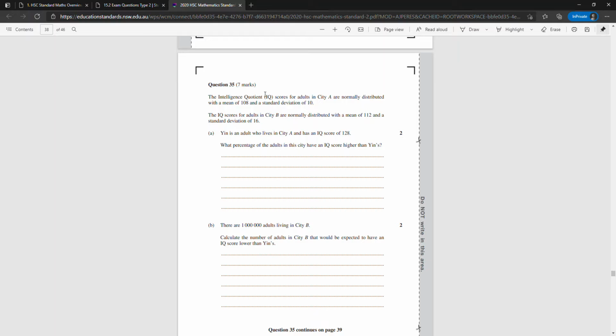You've got the IQ score for adults for city A, which is normally distributed, and mean and standard deviation is given. We also got for city B as well, mean and standard deviation given for normal distribution IQ score. We are told that Ian is an adult who lives in city A and has an IQ score of 128. And it's asking you what percentage of adults in city A have a higher IQ score than Ian. So let's take this question out. This is all about using empirical rule here.